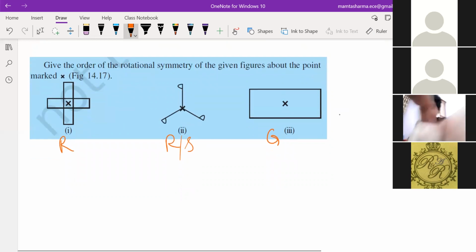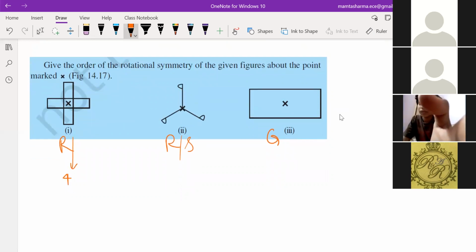Four, ma'am. For this figure, the rotational symmetry would be 4. Correct.